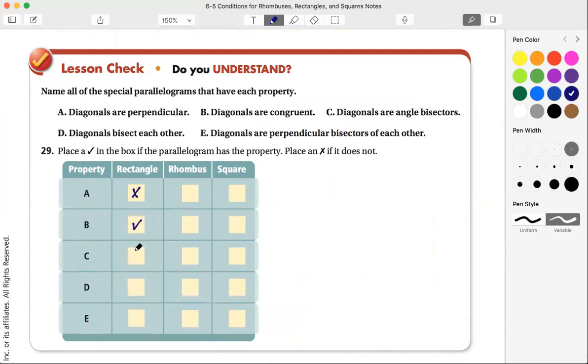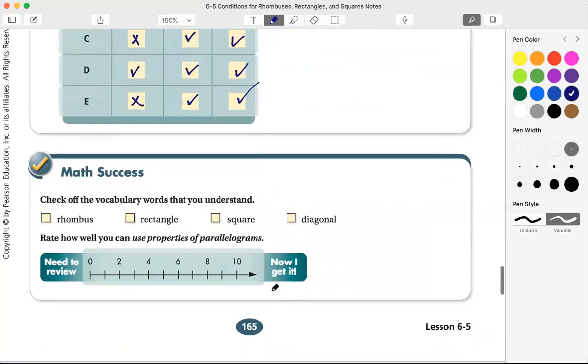B, D, and that's it. A rhombus has properties A, C, D, and E. And a square has all of these properties. And that's the end of this section.